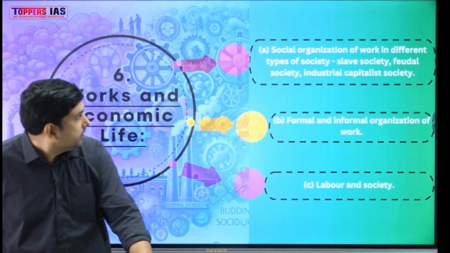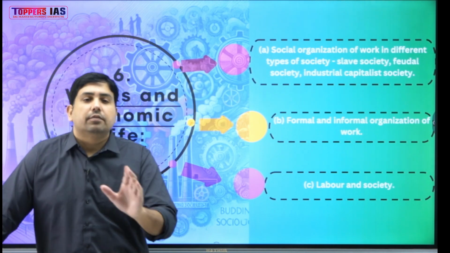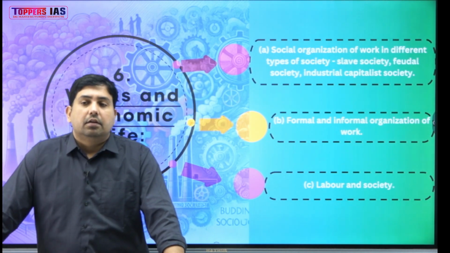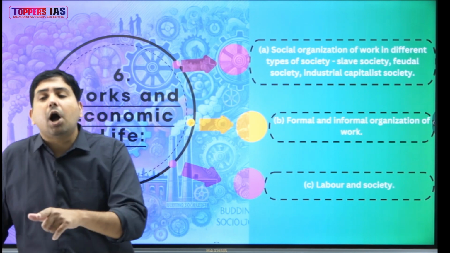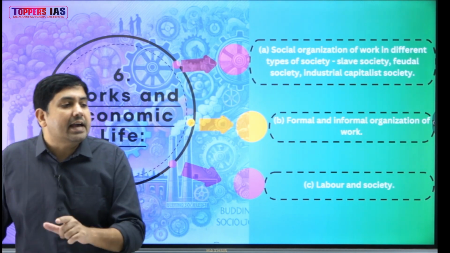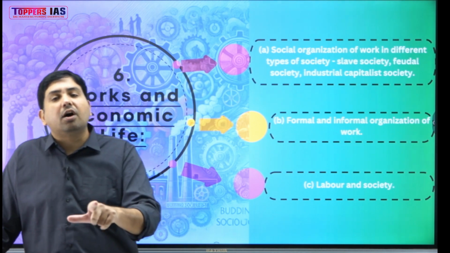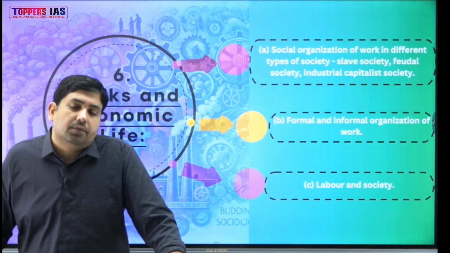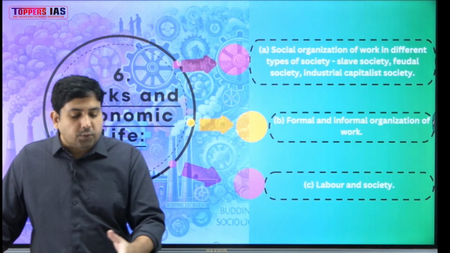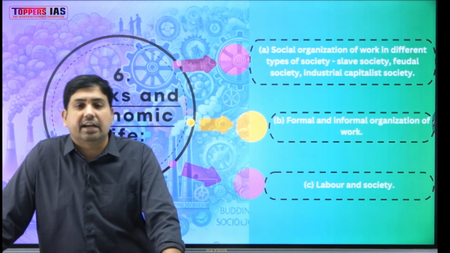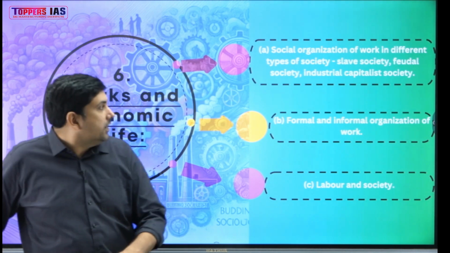Work and economic life. Now see, this chapter looks at how work is organized in society and the impact of economic changes on social life. So we try to identify or look for such kind of things here. We try to study such kind of things here. So what are its subtopics?